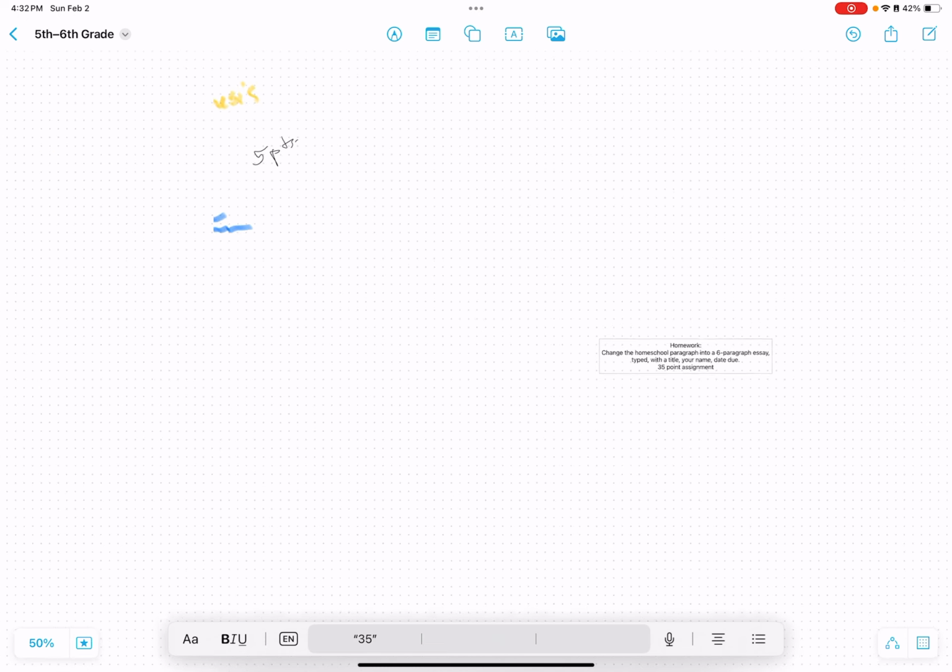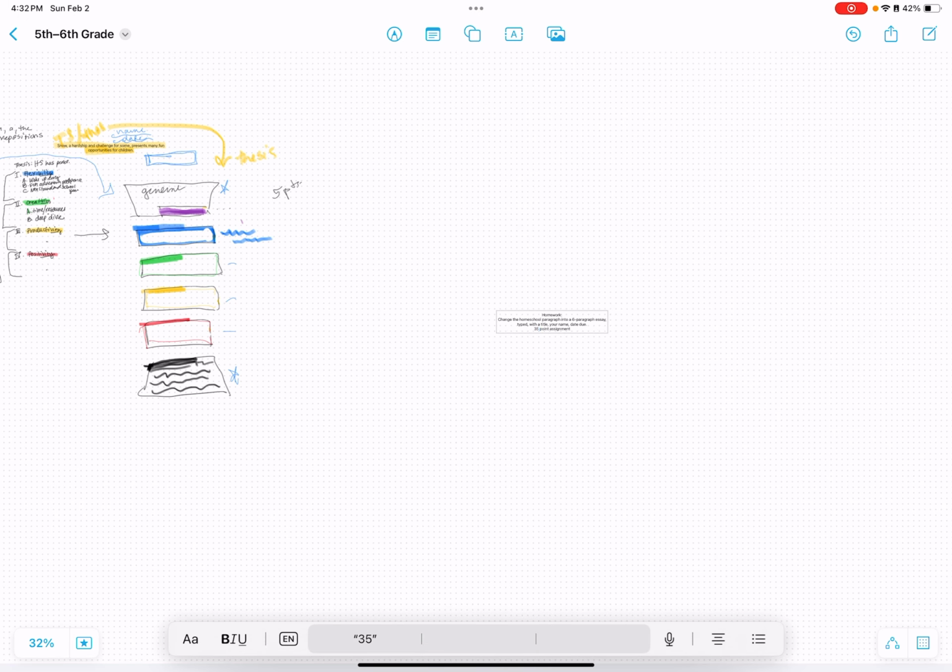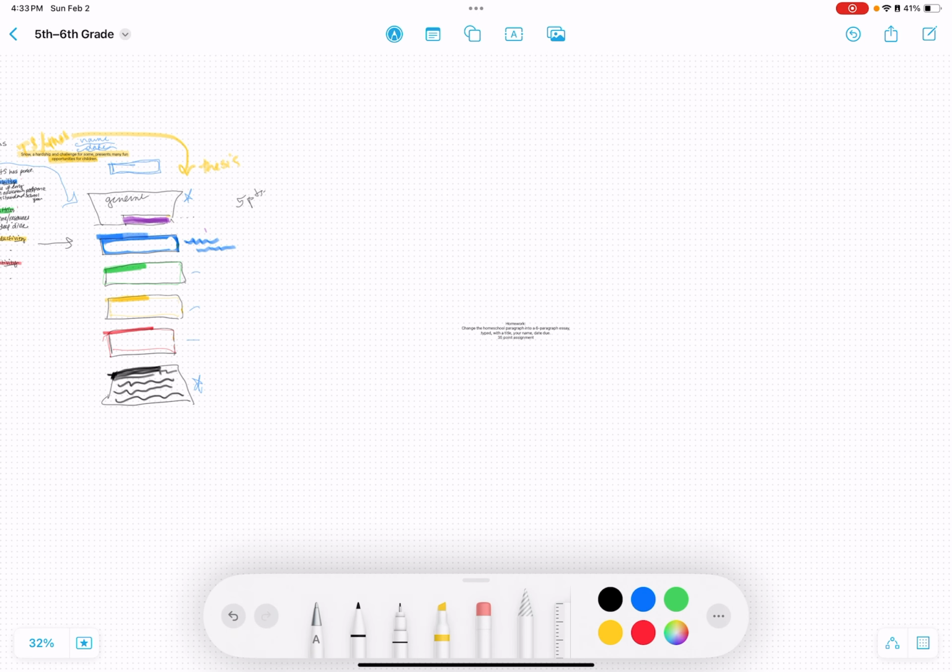And here's why. It'd be 5 points for each paragraph and then 5 points for following our directions. It needs to be typed. That's 1 point. Titled. That's another point. Name, date. 2 more points. And then the correct topic, and just doing it on topic, 6 paragraphs. That's the 5th point. And then you get 5 points per paragraph, and there are 6 paragraphs.